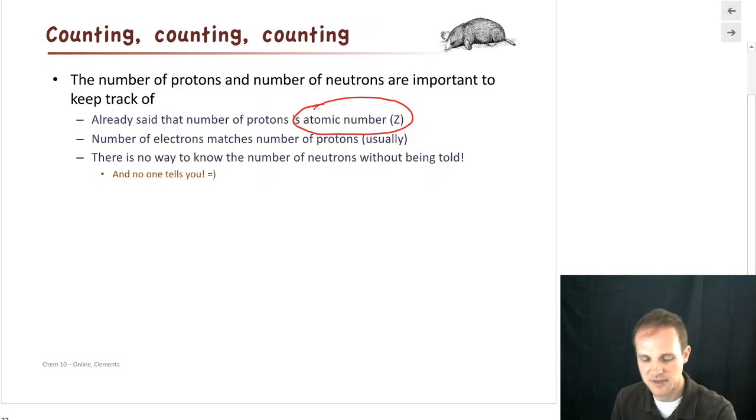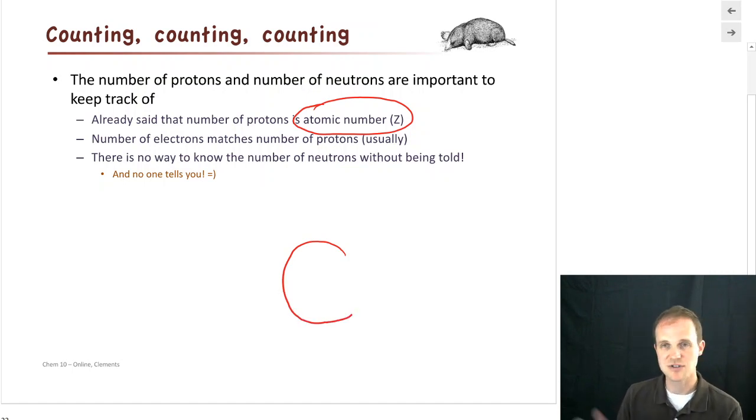So I'm going to use carbon as an example here. We're going to write down its elemental symbol, C. Remember, there's no letters after that. Some things just have one letter. So carbon right there is C.